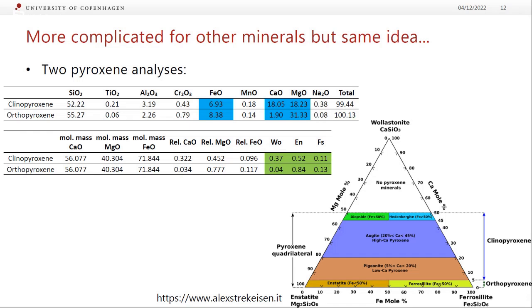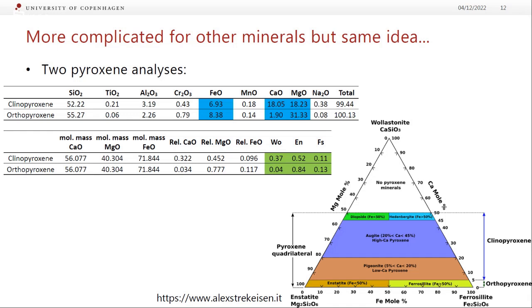Now you can see here that if we plotted these up, we have one that's got about 37 wollastonite. So if we follow up our calcium mole percent, 37, something like this, it has about 52 enstatite and about 11 ferrosilite. So it's somewhere in here, it's an augite. So this is a fairly standard augite analysis. It's got a fair bit of silica, a fair bit of calcium, a bit of MgO, and then a little bit of iron.